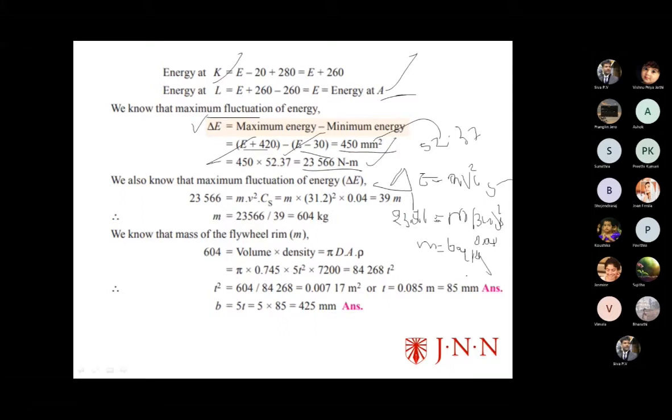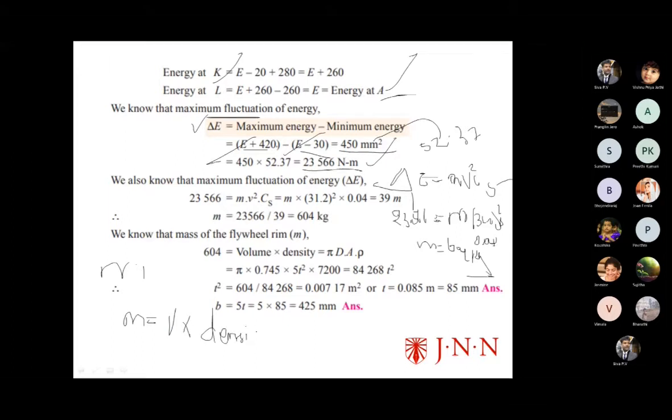Right? So now we know the mass of the flywheel ring. The formula for the mass of the ring, m equal to, right? Volume into density.